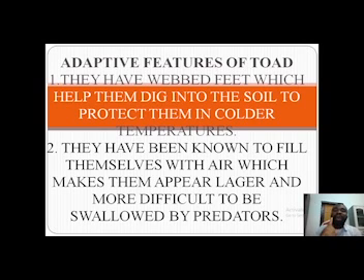Now, they have webbed feet, which help them dig inside the soil to protect them in colder temperatures. Now, toad is not like frog that stays even in water. Toad stays in a moist, not too cold environment. When the place gets too cold, in order to protect itself, it will use its webbed feet.